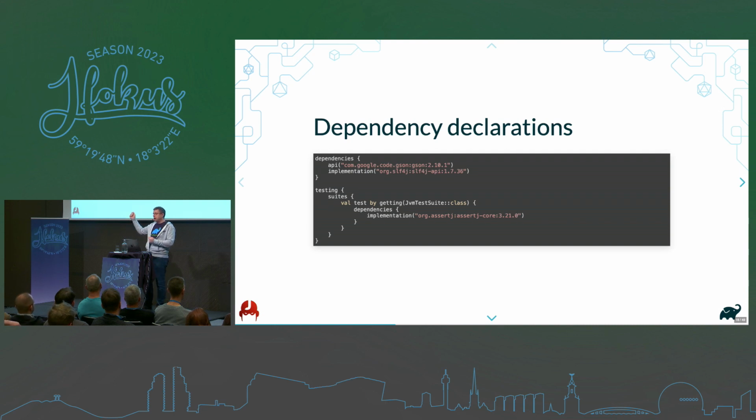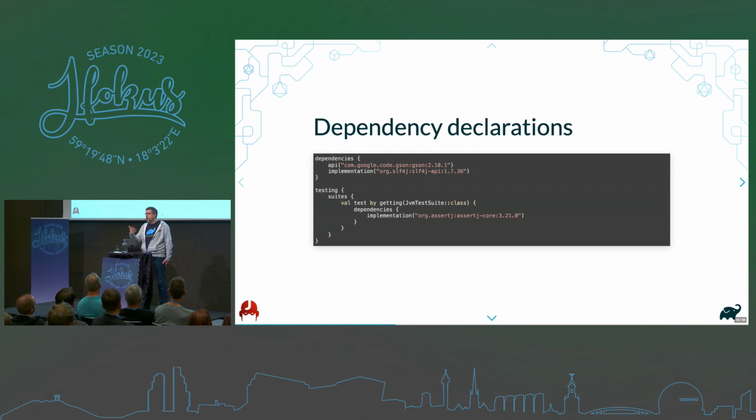Because any API dependency will show up in the compile classpath of your users, while the implementation stuff is effectively something that you're declaring as, this is my own business, you should not rely on that. Something we've started doing recently with the test suite feature is actually going back to just API and implementation, but in a specific context. So here, you're adding an implementation dependency for your testing.